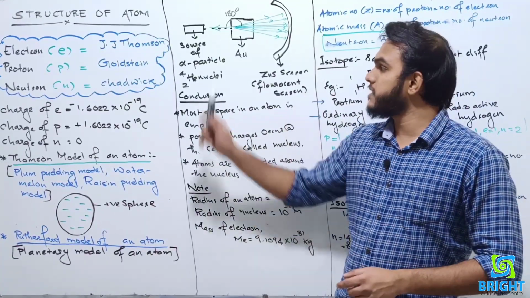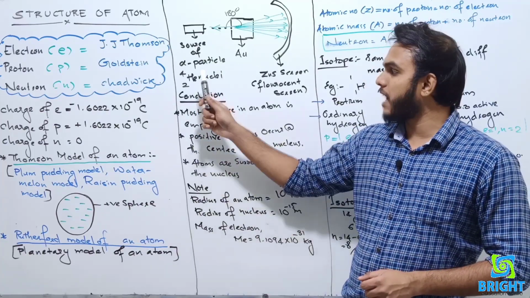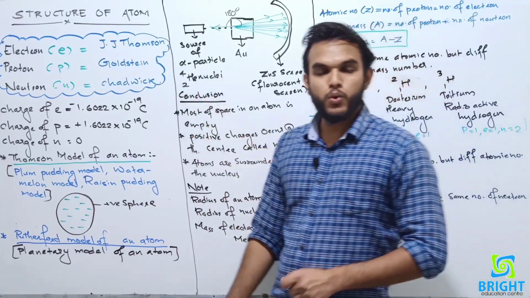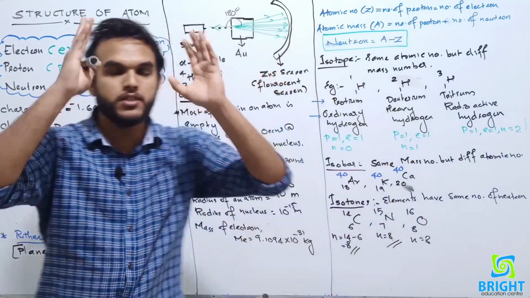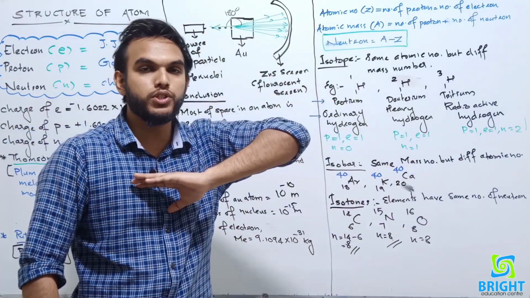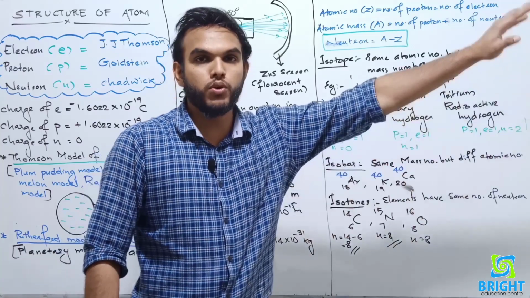The alpha particle is known as the helium nuclei, having atomic number 2 and mass number 4. When this helium nuclei is passed through the gold foil, the majority of the alpha particles pass through the gold foil.